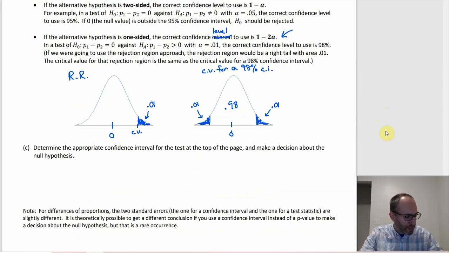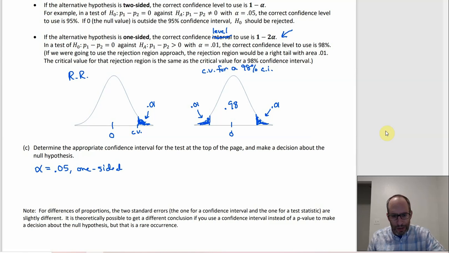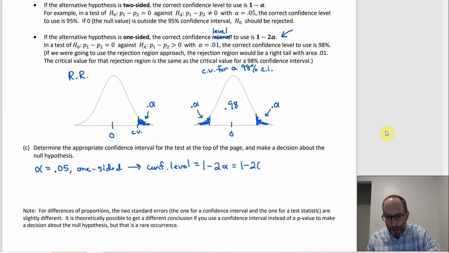So then for the test at the top of the page, alpha is 0.05, and it's a one-sided test. So then the confidence level is going to be 1 minus 2 alpha, which here would be 1 minus 2 times 0.05. So that's 1 minus 0.1, which would be 0.9. So it should be a 90% confidence interval. Right, so 0.9 or 90%.